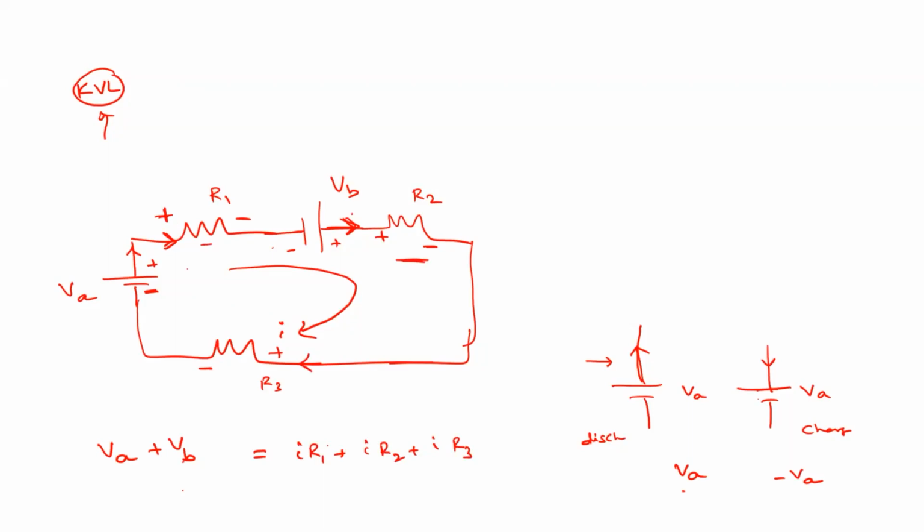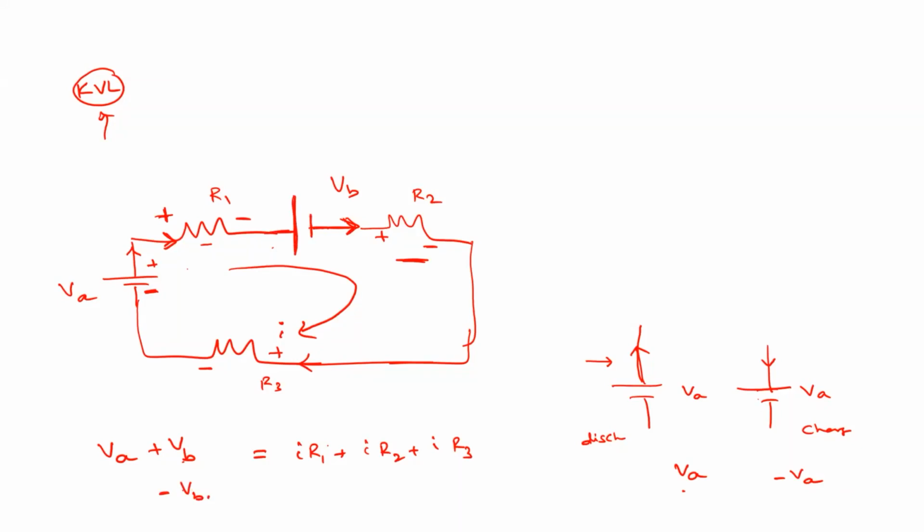For example, if this source is reversed, something like this, with the positive plate here and the negative plate here, what is the change you can observe? Minus VB. So VB becomes minus VB. That's all.